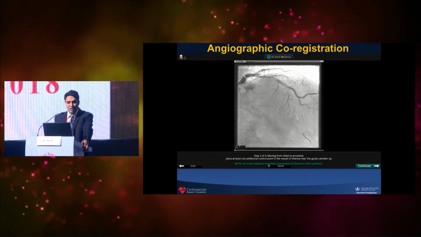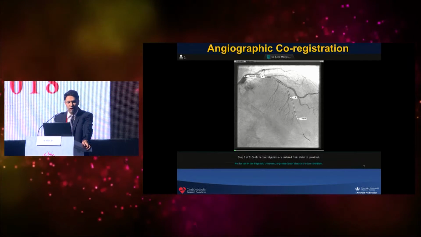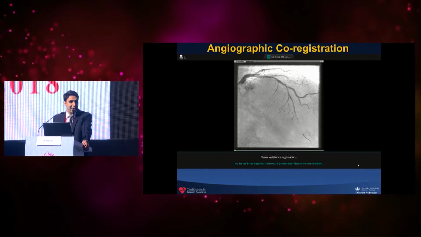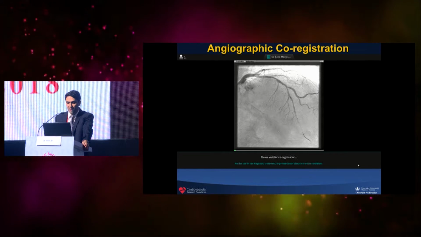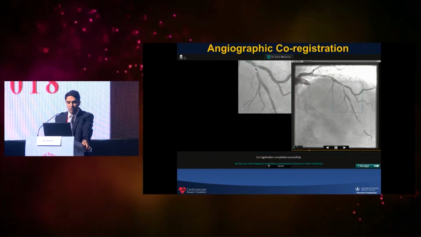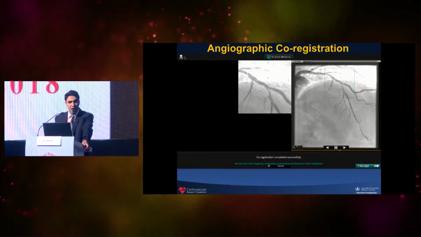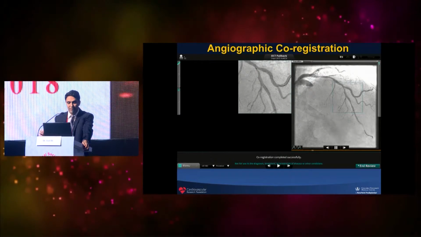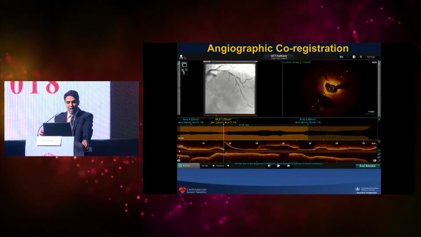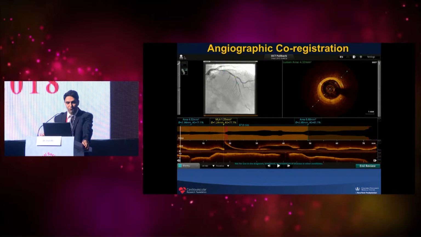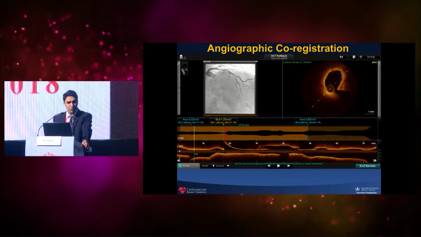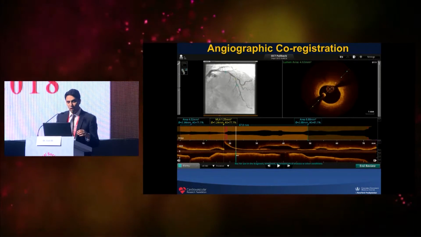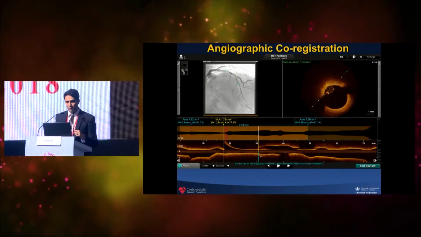Angiographic co-registration is the ability, which is unique only to OCT, to look at the artery from both the inside out as well as the outside in. Here you can see I'm performing angiographic co-registration in real time, and as a result have the opportunity to look at the artery in ultrastructural detail from inside the artery with exquisite detail. The standard deviation of the OCT co-registration is less than 1 millimeter.